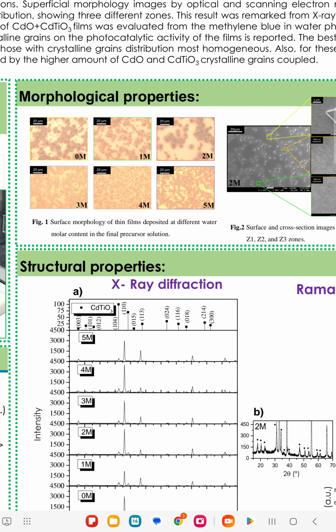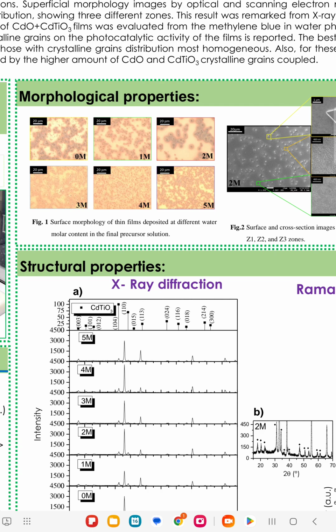This island is what we label as Z2 zone. Also, we can see in the film a smoother zone where there is no presence of any grains, and this zone was labeled as Z3 zone.